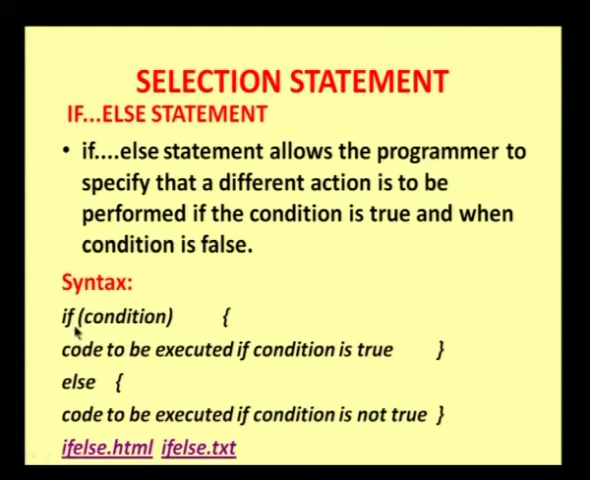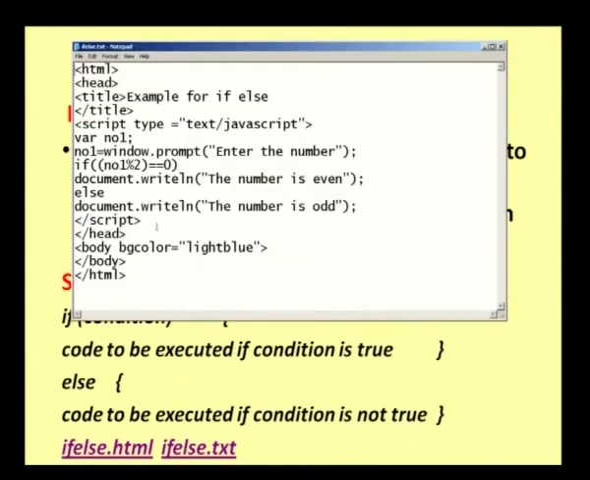So we have the syntax as: if the condition is true, this first part of the program, that is the code to be executed, will be executed. If the condition is false, the next part, the else part, will be executed. Let us see the program for understanding purpose.